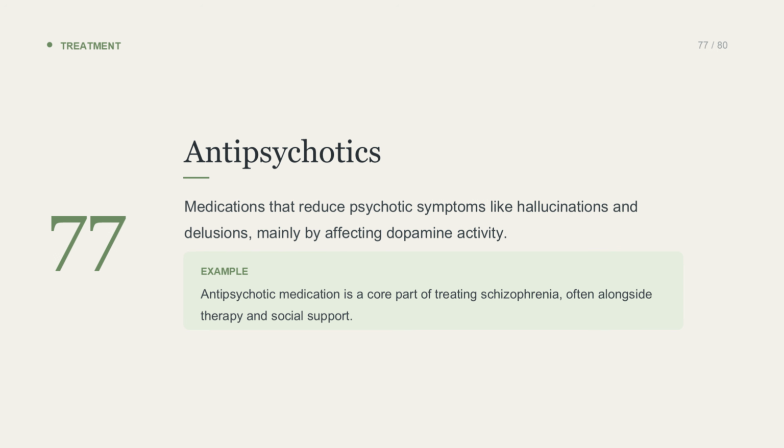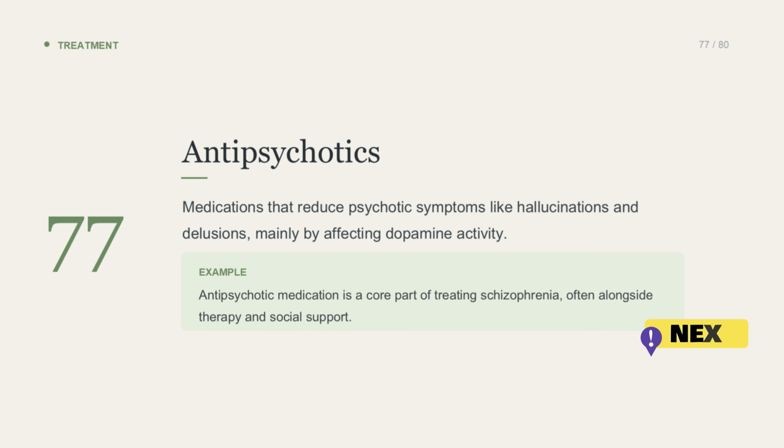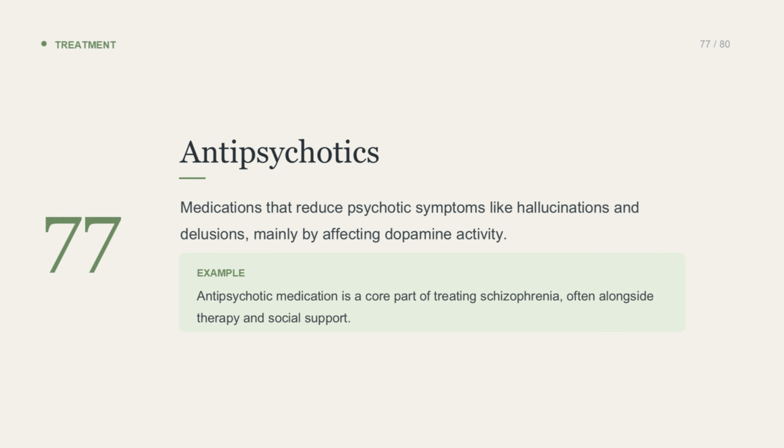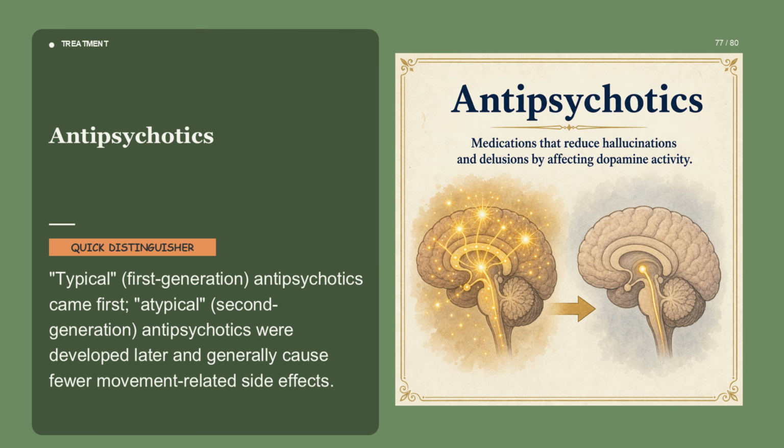77. Antipsychotics. Antipsychotics are medications used to reduce psychotic symptoms like hallucinations and delusions, primarily by affecting dopamine activity in the brain. For example, antipsychotic medication is a core part of treatment for schizophrenia, often alongside psychotherapy and social support.